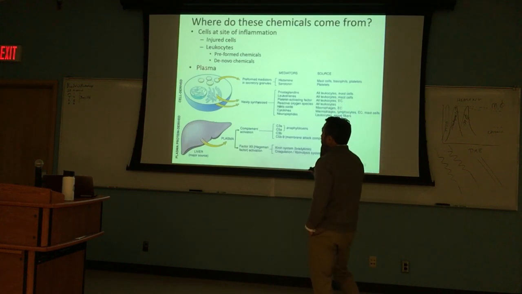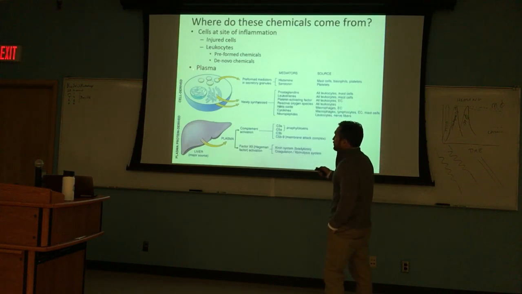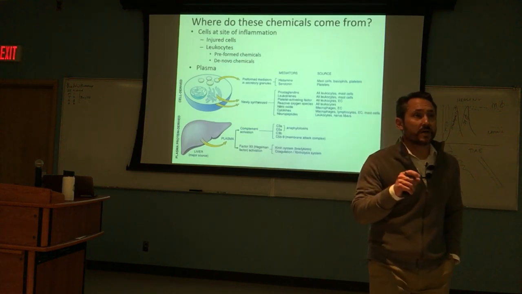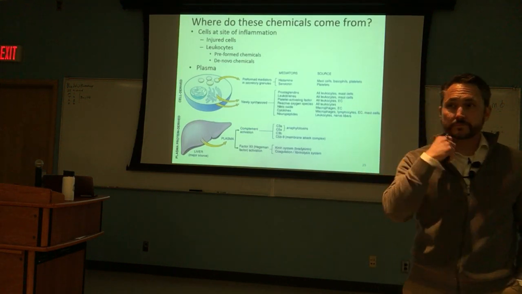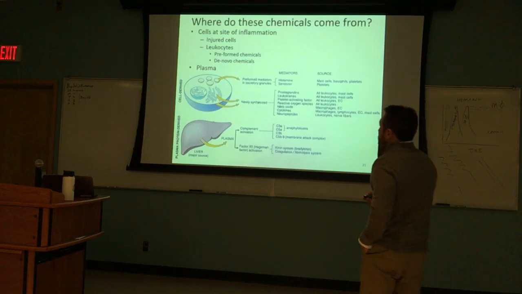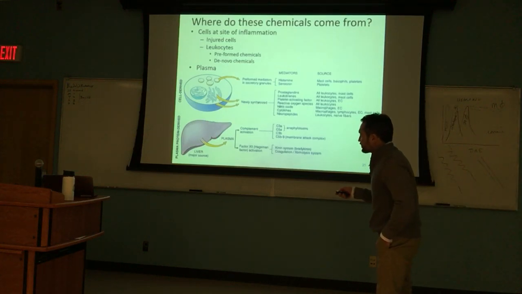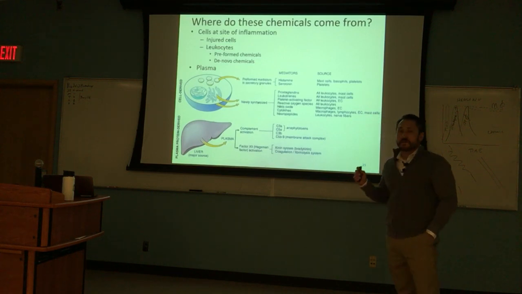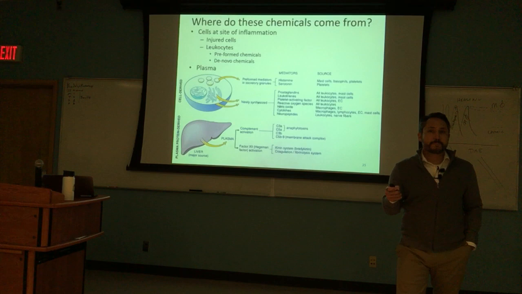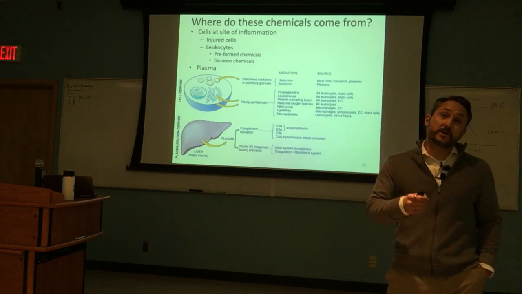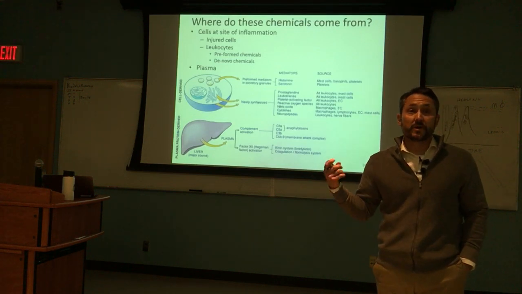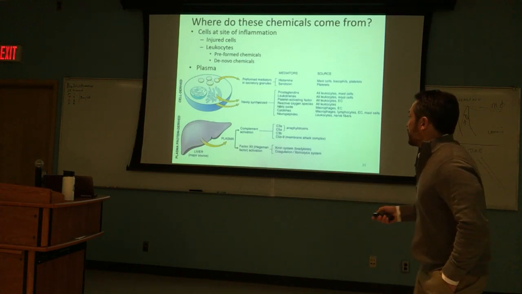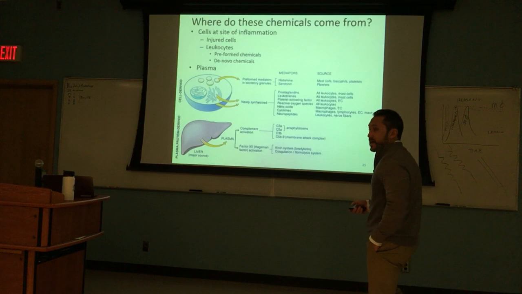And then lastly, we can have factors that are involved in inflammation that are circulating in the blood because they're in the plasma. So let's work backwards. Let's talk about the plasma one first, okay? So the liver makes a tremendous number of proteins. It's one of its big functions. I mean, it's a filter, but it also manufactures a lot of proteins. And these proteins are released into the plasma.